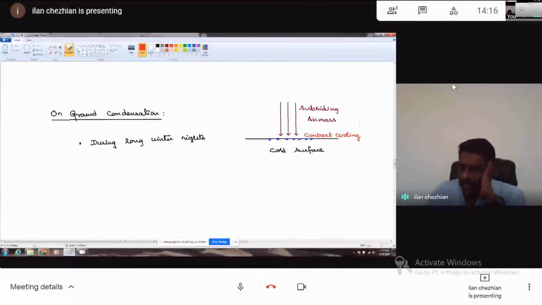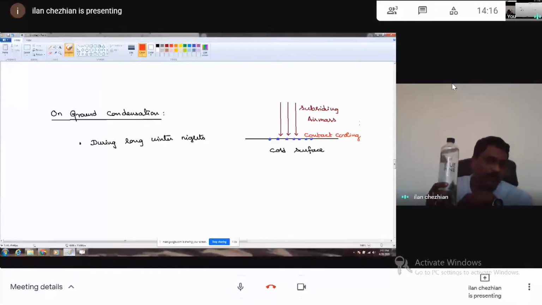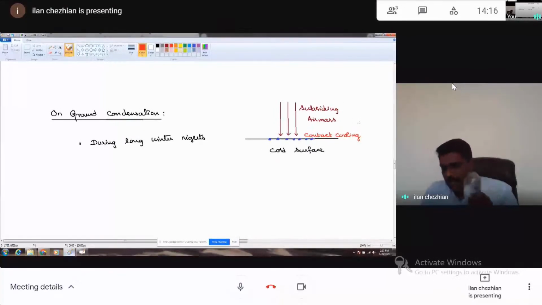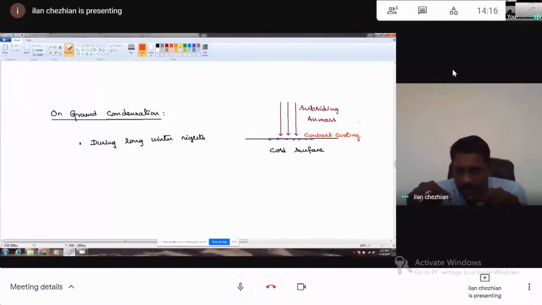See, how should I understand this contact cooling? I tell you. You take a bottle of water, for example, right from the fridge. A very cold bottle of water. You put it on the table. Once you put it on the table, you will find that after some time, water droplets form on the outer surface. How? Because of the contact cooling method.